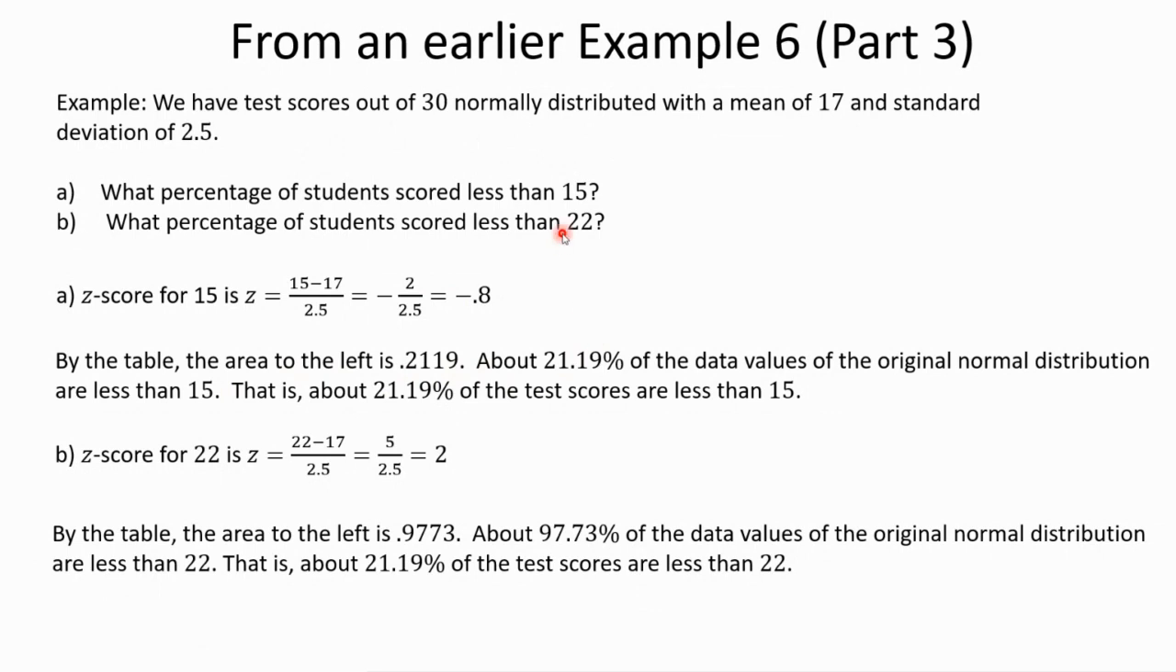And let's do the same thing for 22. For 22, it's really the same idea. You get the z-score, so you have the data value, minus the mean, divided by the standard deviation, which is 2.5. Then that's going to be 5 over 2.5, which is 2.